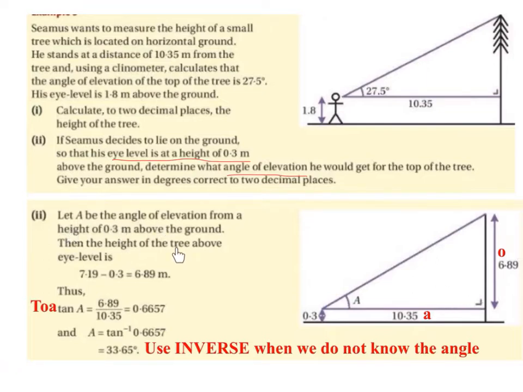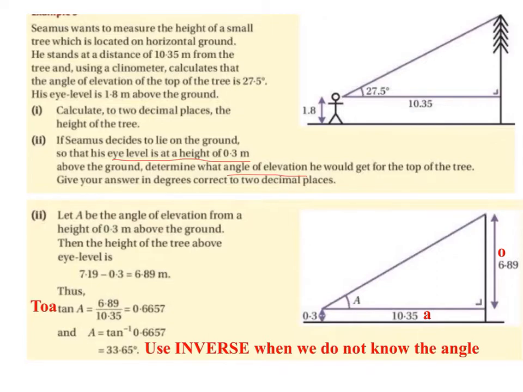Then the height of the tree above eye level is going to be 7.19, which we got from part 1, minus the 0.3, which is the new eye level, which gives us 6.89. So 7.19 minus the 0.3 leaves us with 6.89. So from the height of the tree to the eye level is 6.89.